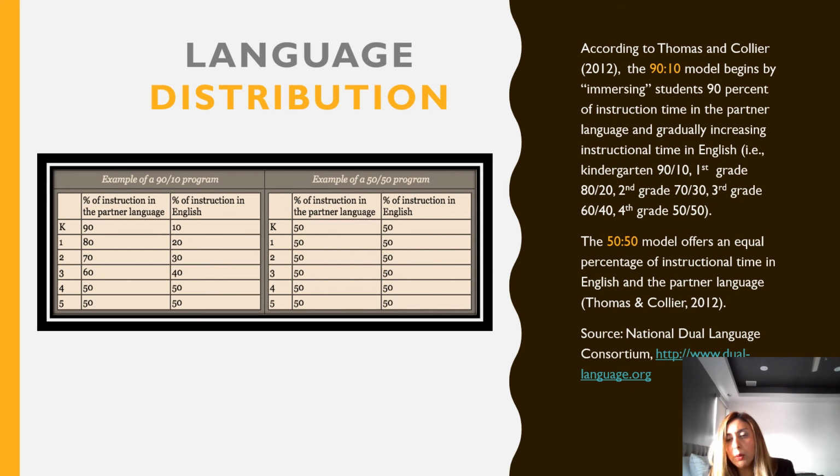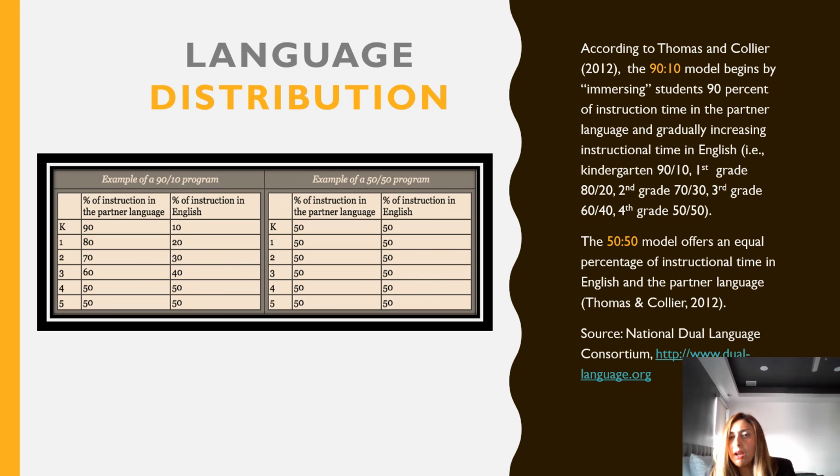Let's talk about the language distribution model. Although there's the 90-10 model, the 80-20, the 70-30, the 60-40, the 50-50, I want to concentrate on talking about the 90-10 and the 50-50.